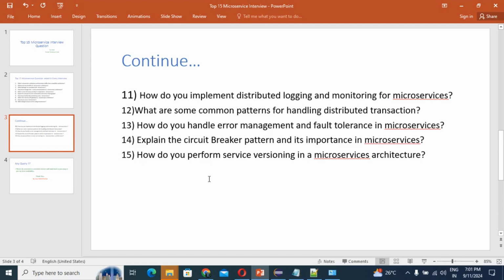Guys, if you prepare all 15 questions before attending the interview, you definitely can't miss any question related to microservices. This is my assurance to you all. The questions will definitely come from this 15-question guide. So guys, please concentrate, I will explain one by one.